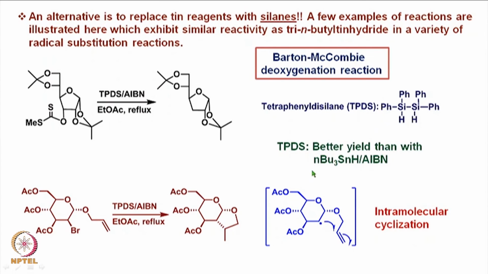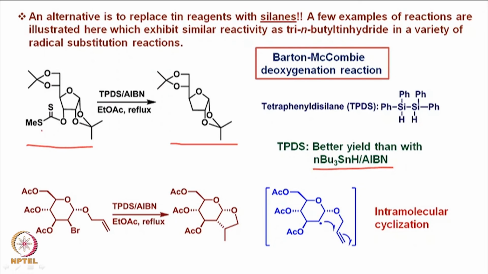Now TPDS is a better reagent than tributyltin hydride, not only in terms of toxicity but also it gives better yield. So if we take an example of this kind, which is a sugar derived xanthate, then with the TPDS AIBN combination in refluxing ethyl acetate, the deoxygenation leads to the formation of this particular product.